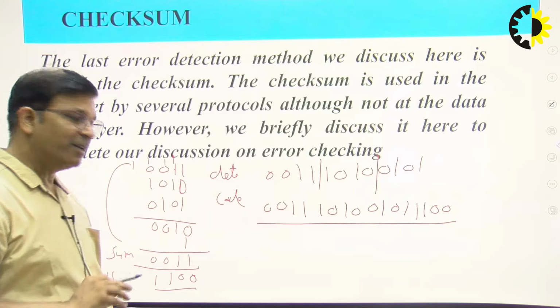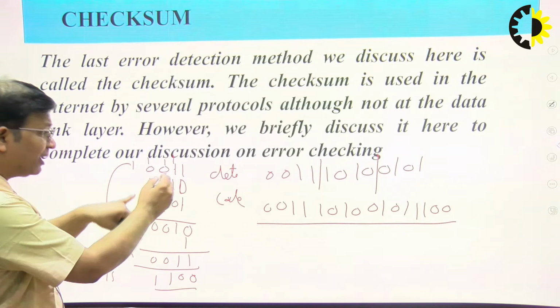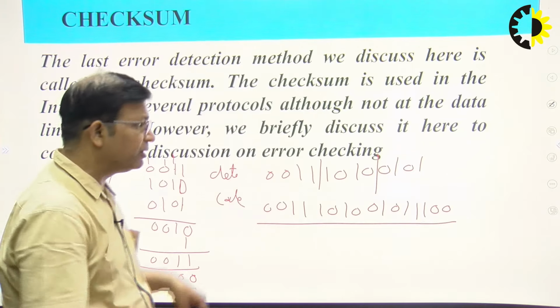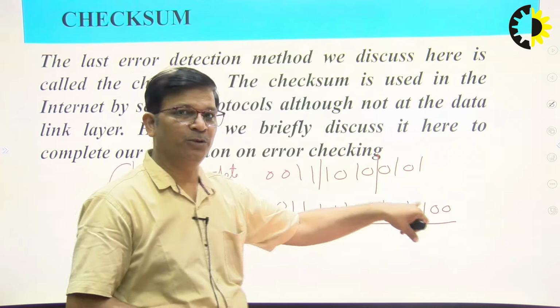So what we have done here: after adding these, we have to take the ones complement and put this 4 bits at the right hand side. So this is the code word.